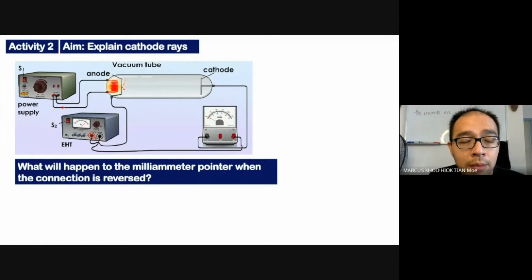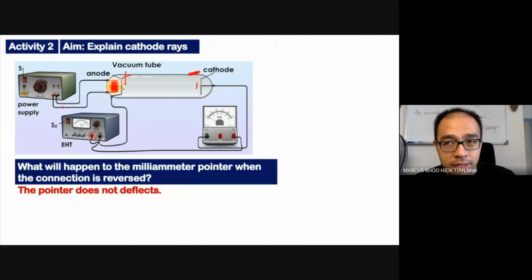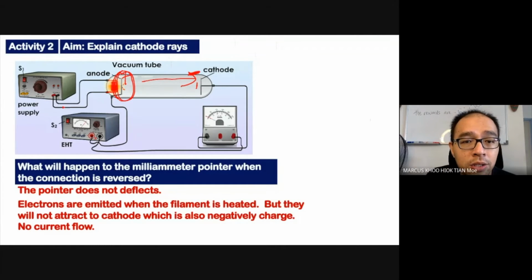What will happen to the milliammeter pointer when the connection is reversed? When we reverse the connection, we find that the pointer does not deflect. If we put the anode here and the cathode here, it totally doesn't make sense because the anode is a positive plate. Sini menjadi positive plate, sini menjadi negative plate. When the electrons are bebas, bila elektron dibebaskan, dia akan tertarik sudah kepada plate positif bahkan. So for what dia mau pergi cathode? Tiada, no point. Because the electrons will not be attracted to the cathode which is negatively charged. So there is no current flow.